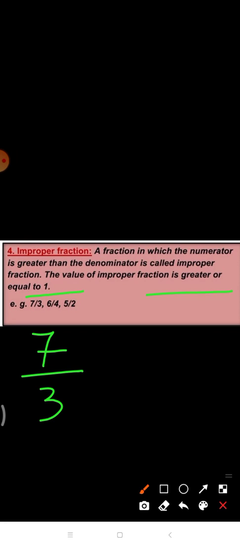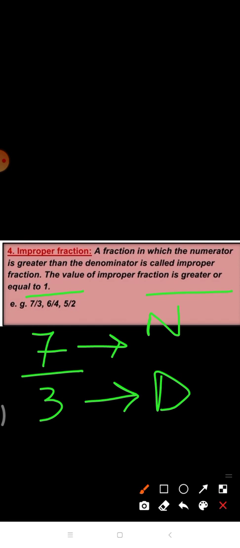Now the fourth one, it's improper fraction. A fraction in which the numerator is greater than the denominator is called improper fraction. And it may be noted, students, the value of improper fraction is greater or equal to 1. Let's take example. We have 7 by 3. And here 7 is the numerator and 3 is the denominator.